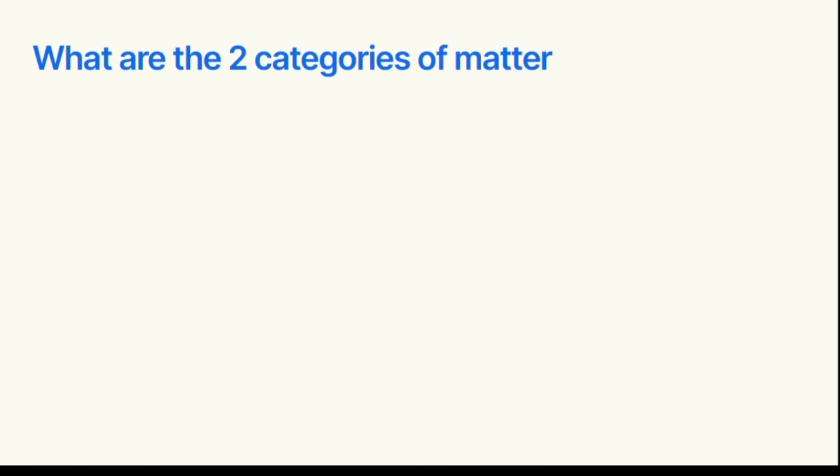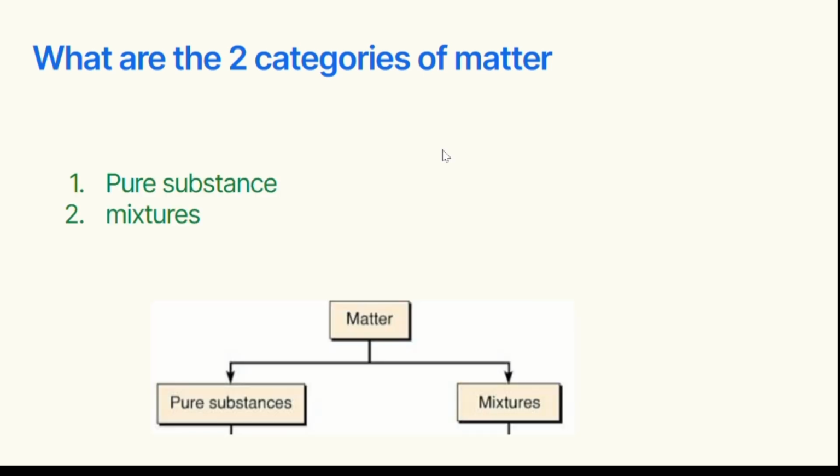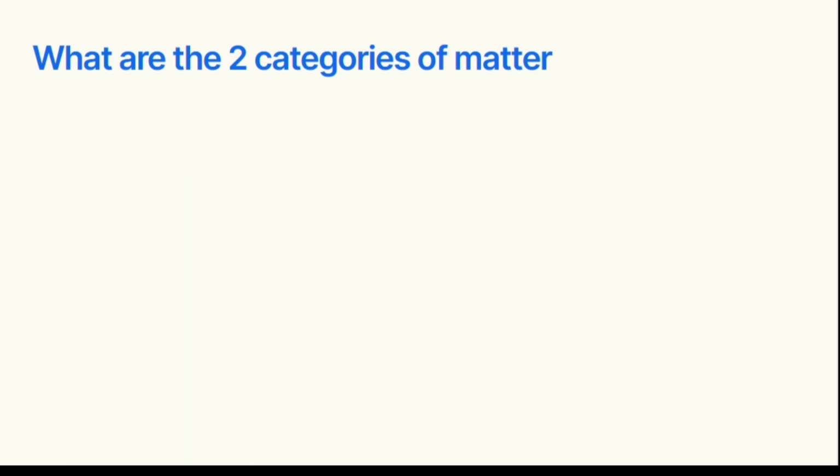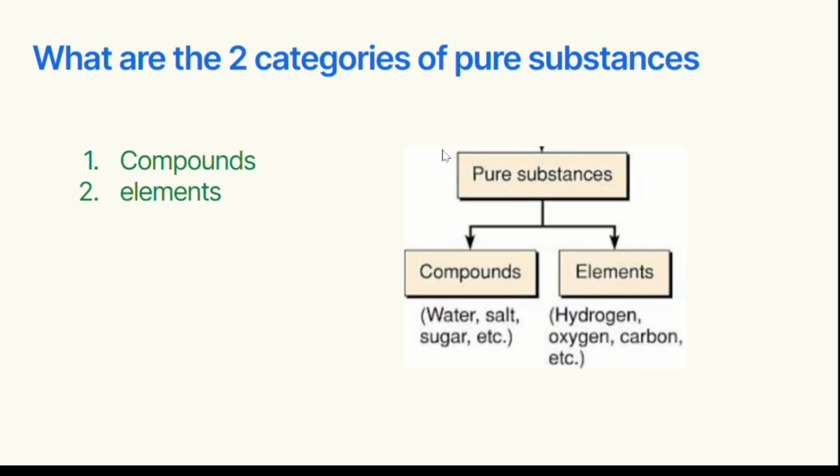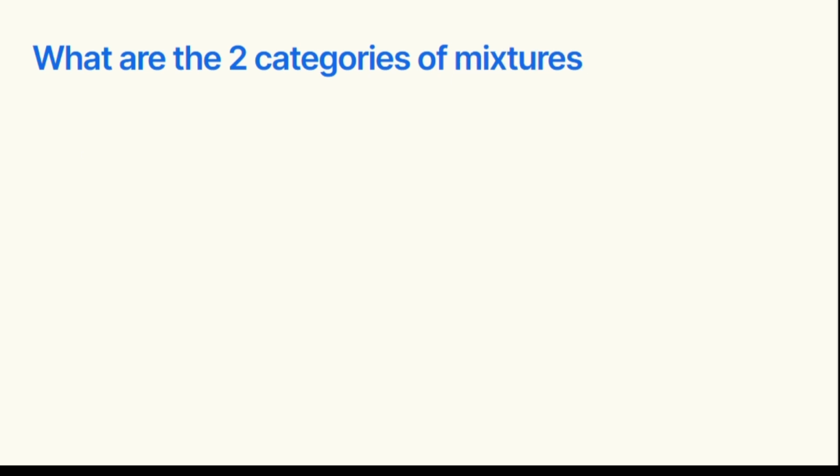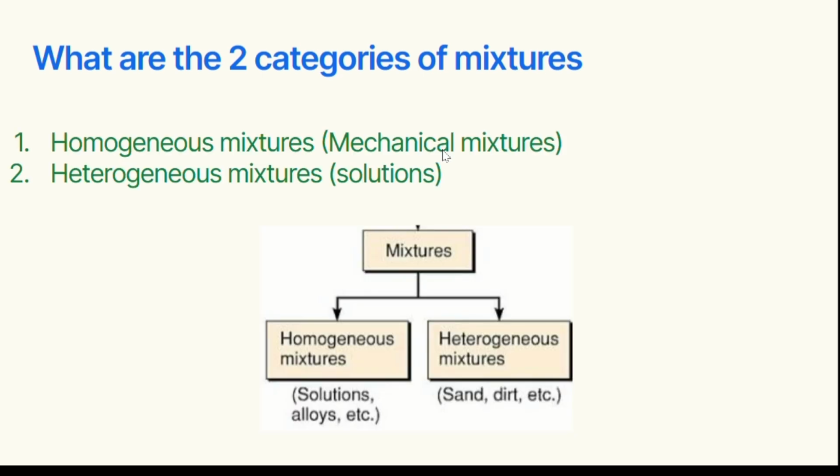Next one, what are the 2 categories of matter? The 2 categories of matter are pure substances and mixtures. What are the 2 categories of pure substances? The 2 categories are compounds and elements. What are the 2 categories of mixtures? The 2 categories are homogeneous mixtures or mechanical mixtures and heterogeneous mixtures or solutions.